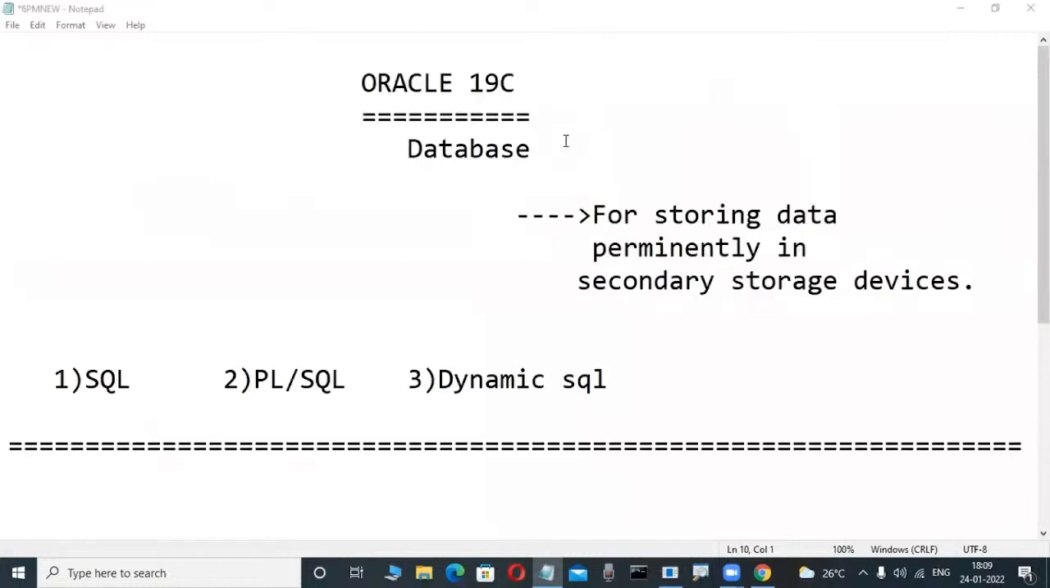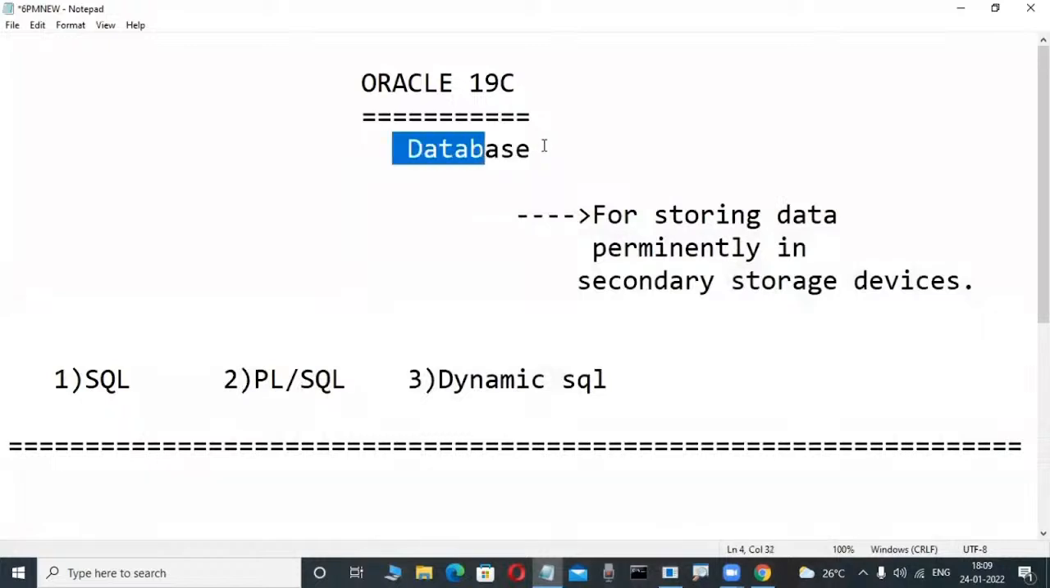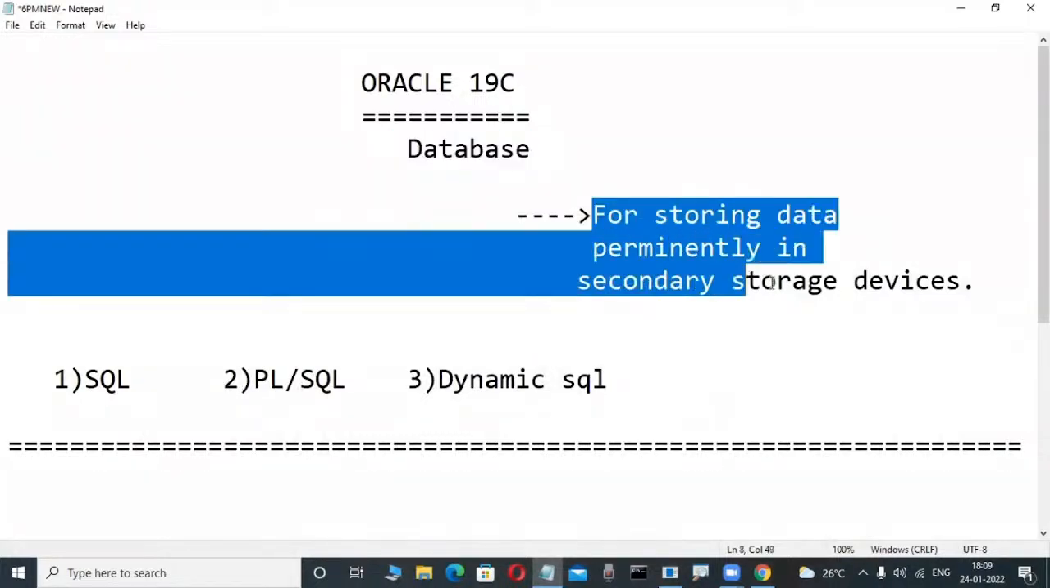Concentrate here. Anybody who did not attend the previous classes, don't worry. Simple. Oracle is a product from Oracle Corporation. 19c is a version. This Oracle is a database product. Previous class notes, just for the idea. For newcomers: what is the purpose of a database product? For storing data permanently on a hard disk.